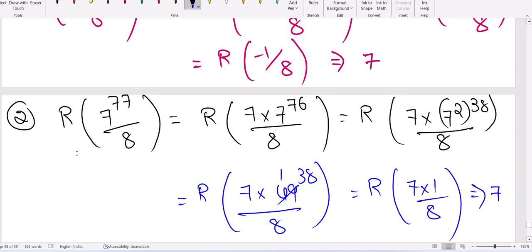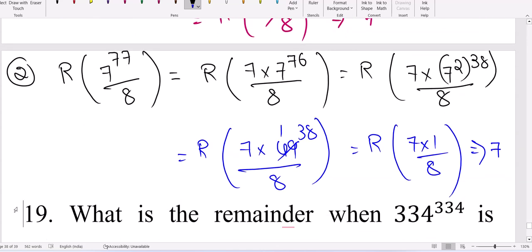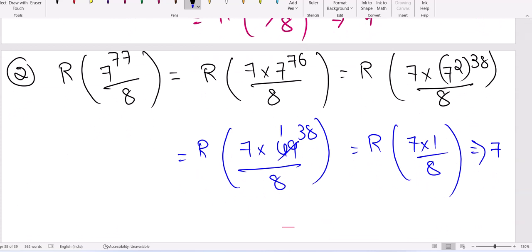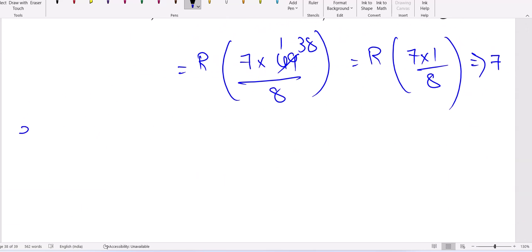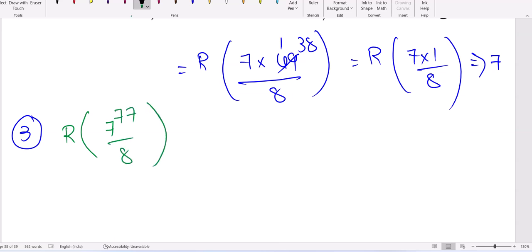Done with this? Now the same question, third method also I'm giving. Same question, third method. So the question for us is, what is the numerator? We took 7 power 77, which is 7 power 77 divided by 8, right? So what can we do here?